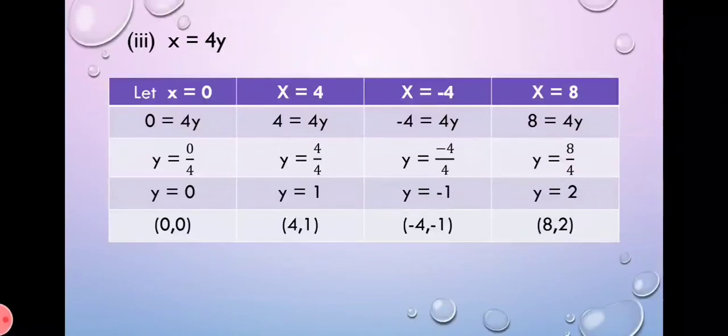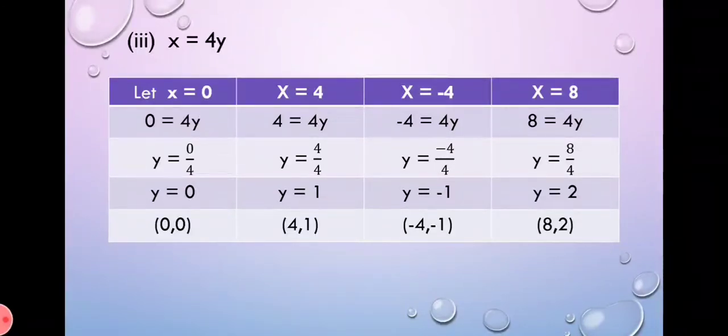Next we take value of x as minus 4. So we'll get minus 4 equal to 4y. So y equal to minus 4 upon 4. So we'll get y equal to minus 1. So the next pair is minus 4 and minus 1.